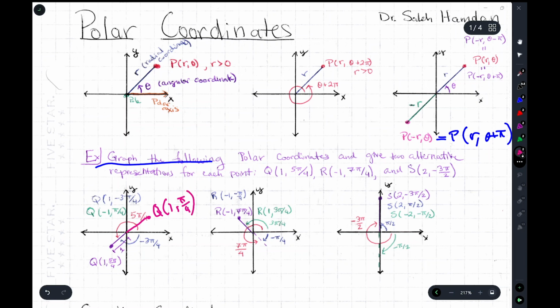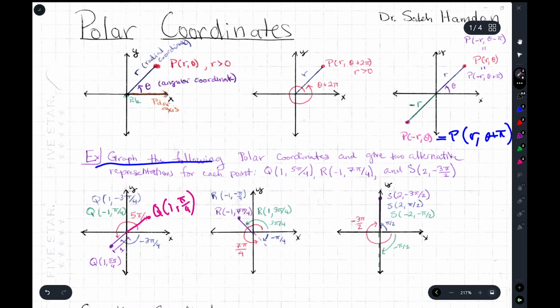And notice that if we multiply the radius by -1, we get to flip it. And so here's another representation, Q(-1, pi over 4), or again winding clockwise -3 pi over 4, and the radial coordinate stays 1. What about R(-1, 7 pi over 4)?